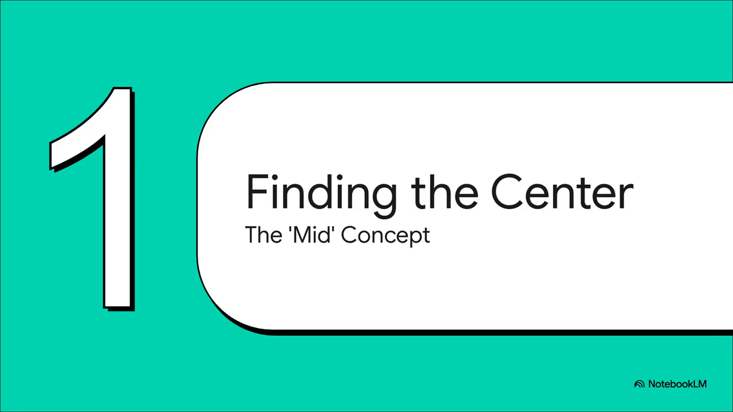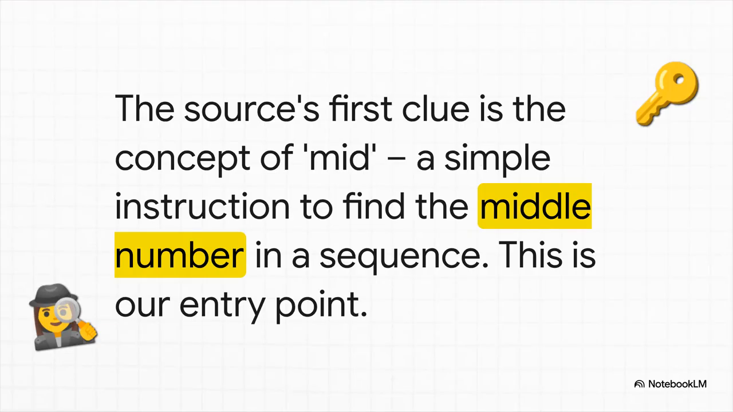Okay, so when you're faced with a code this dense, the best way to start is to find a loose thread, something you can pull on. And thankfully, the source actually gives us one. So our first step is to zero in on the simplest instruction we can find, this whole concept of finding the center. The first key the source gives us is this idea it calls mid. And it seems pretty straightforward, right? It's just an instruction. Find the middle number in a sequence of numbers. This is our way in. This is how we're going to start to understand the system's logic.